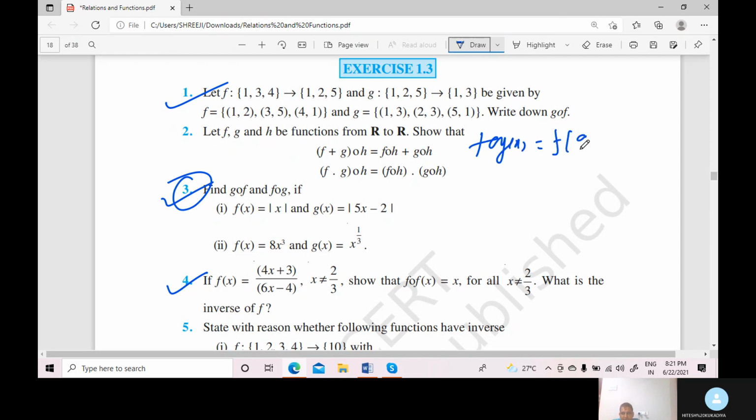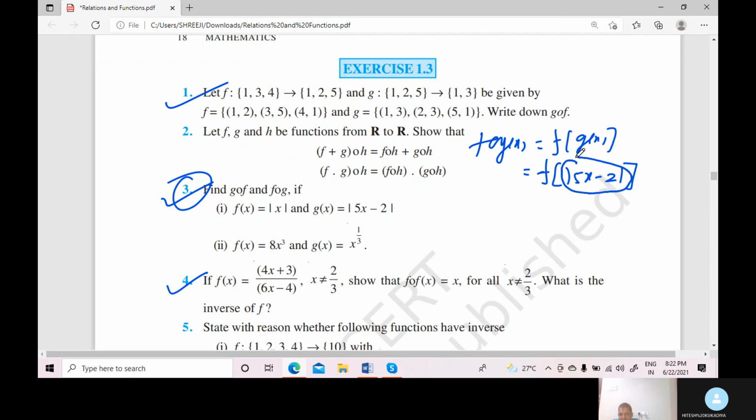(f∘g)(x) is f of g(x). g(x) is |5x − 2|. For the function f, this is your x. The function f(x) is |x|. First we write the modulus and put this value here. But we cannot have the modulus twice, so we write only 5x − 2. Is that clear? This is your (f∘g)(x).